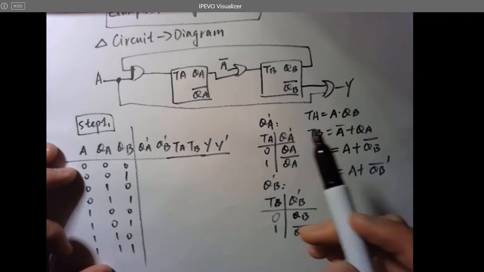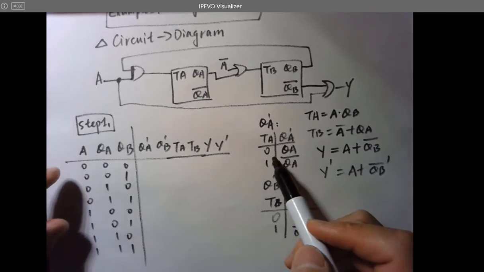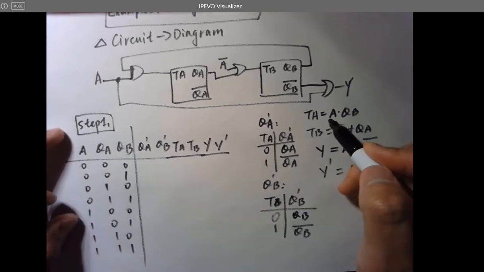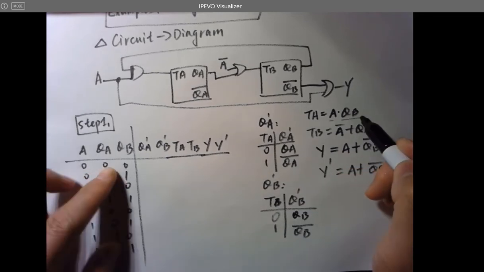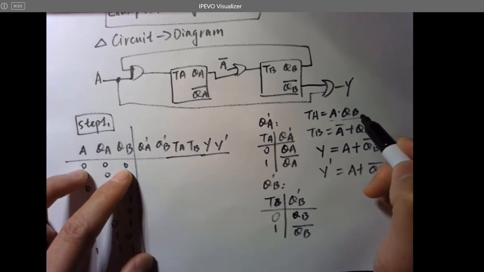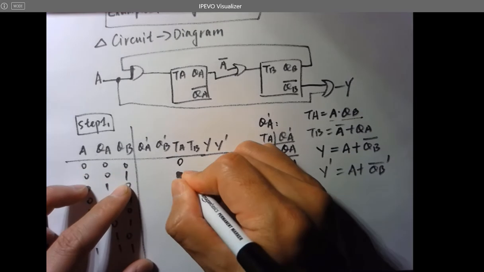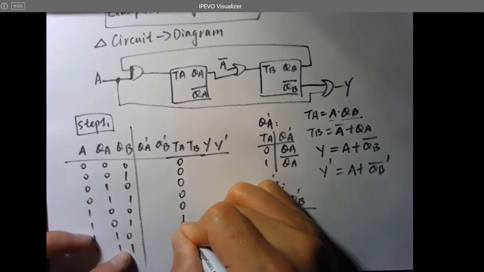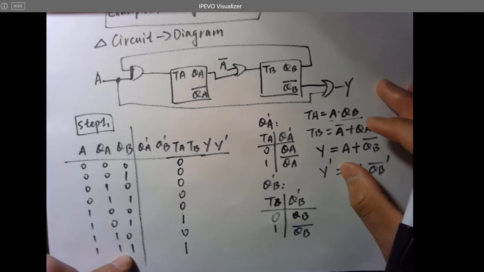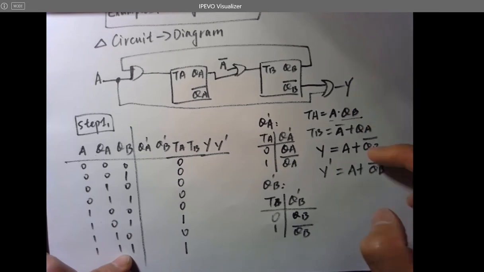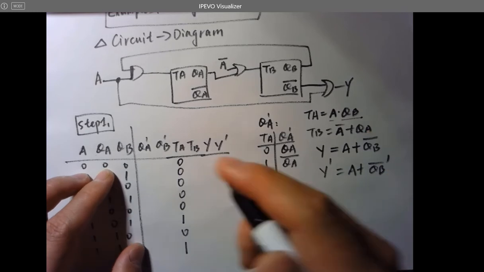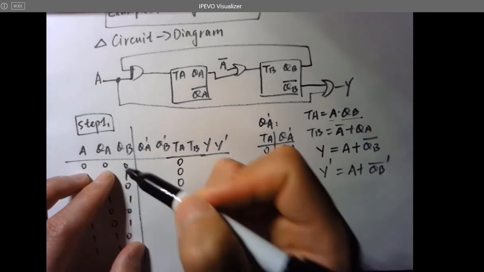So Q1 prime depends on QA and T. So we need to know T first. So T is A and QB, which is TA. A and QB: 0, 0, 0, 0, 0, 1, 0, 1. Okay. TB, A naught or QA.